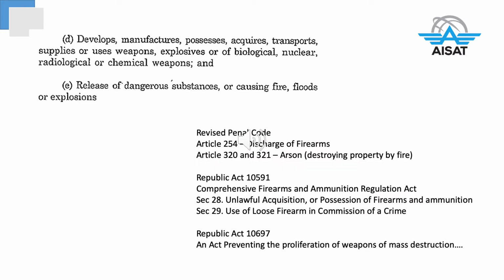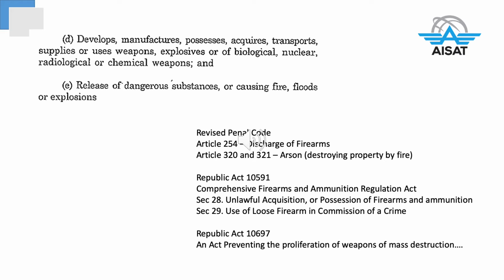And we go on to D and E of Section 4. D is develops, manufactures, possesses, acquires, transports, supplies, or uses weapons, explosives, or of biological, nuclear, radiological, or chemical weapons. And E, release of dangerous substance or causing fire, floods, or explosion. So again, on the left, you have the Anti Terror Act. And on the right, you have the Penal Code.